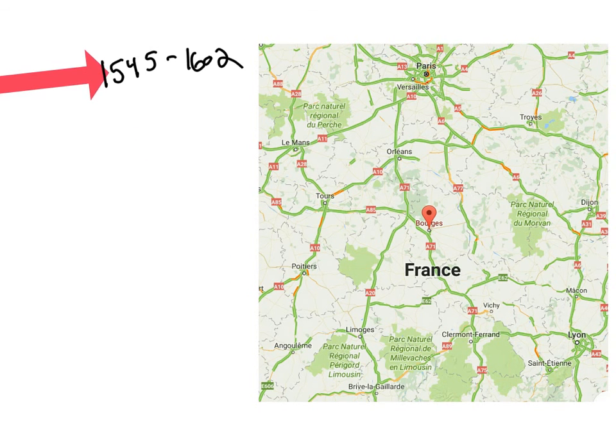Franciscus Junius was born in 1545, died in 1602. He was from Bourges, and here's Paris, so that gives you a sense of the location.